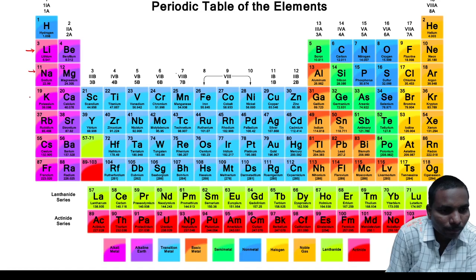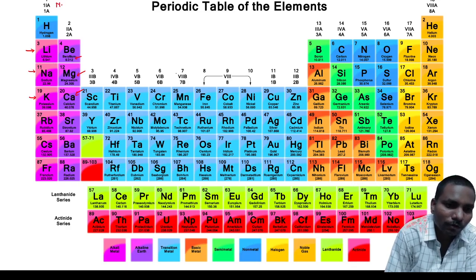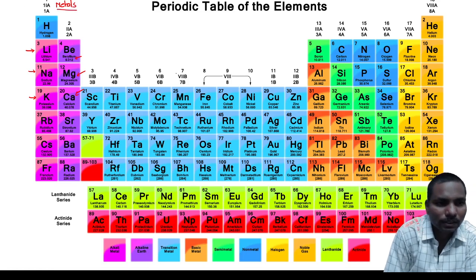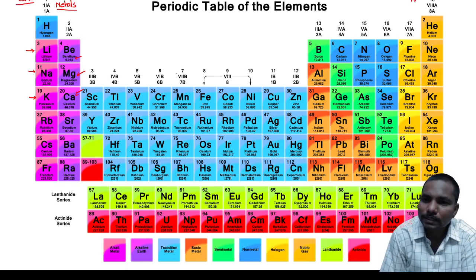Lithium, sodium, potassium, beryllium, magnesium, calcium. We consider all these metals. So the first one, metals are on the left side. This is the left side, this is the right side. So here carbon, nitrogen, oxygen, phosphorus, sulfur, fluorine, chlorine. These are non-metals.